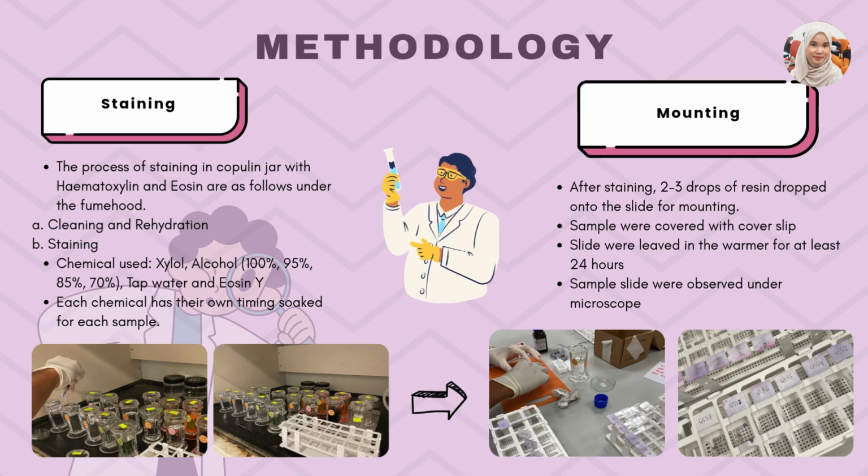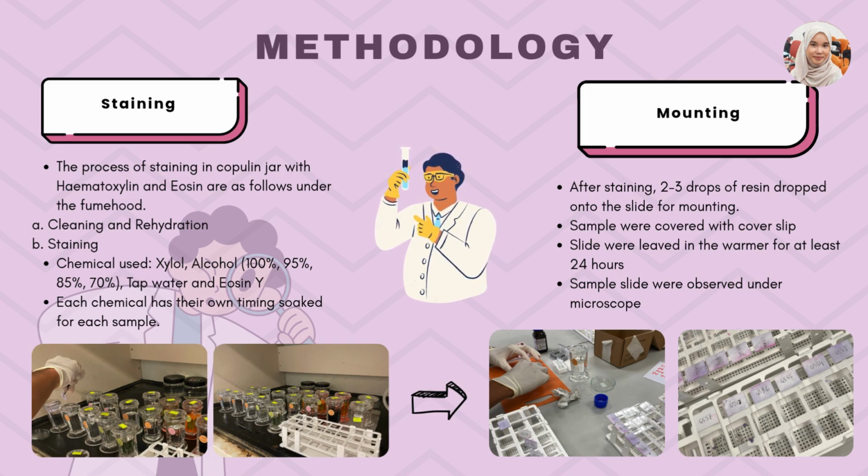The staining process is divided into two parts, which are cleaning and rehydration, and staining. The chemicals used were xylol, alcohol with different dilutions, which are 100%, 95%, 85%, and 70%, tap water, and eosin. Each chemical has its own soaking time for each sample.